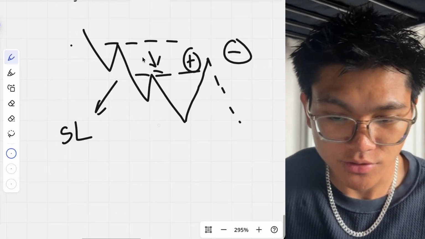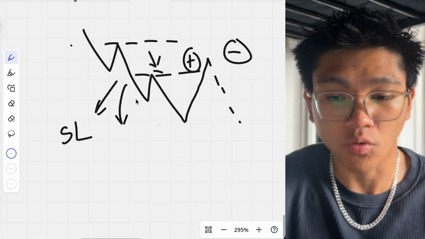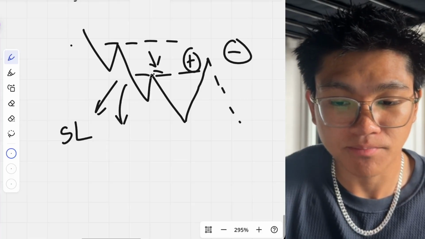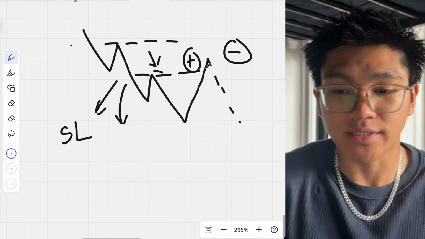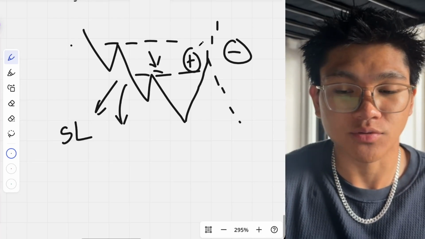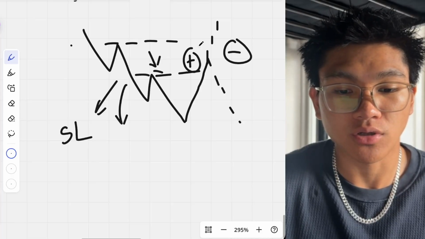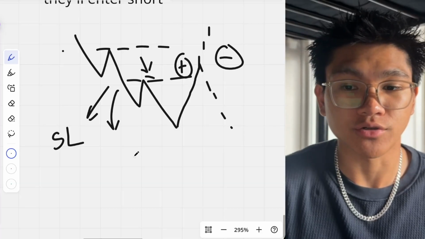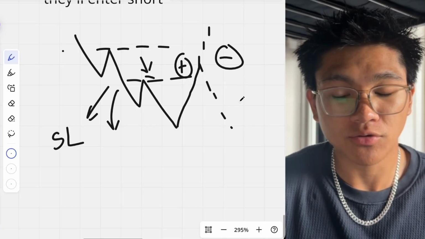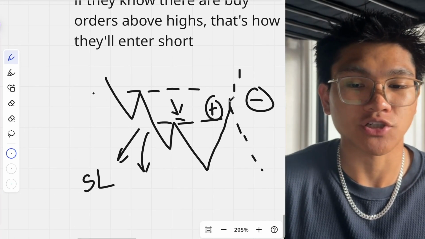Another thing that I wanted to add on to is that the reason why there are more buy orders over here is because people anticipate that when price breaks above this high, it's going to be a breakout into new highs. So that's why they actually enter long. So it's that combination of you have stop losses and then you have breakout traders who expect price to reverse. And those are the orders that institutions actually fill on.